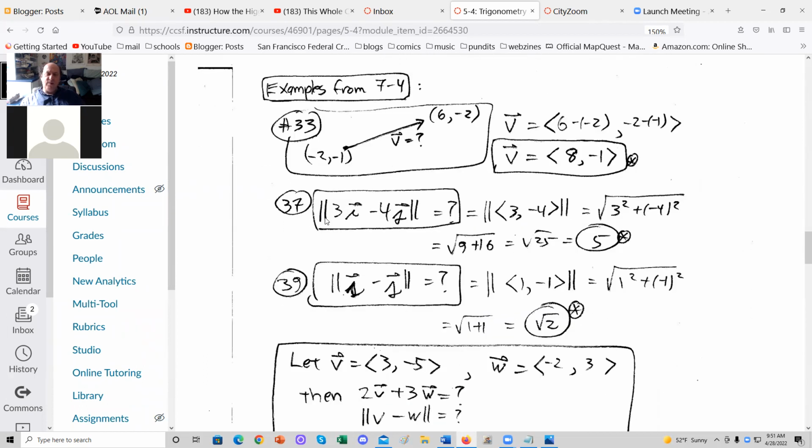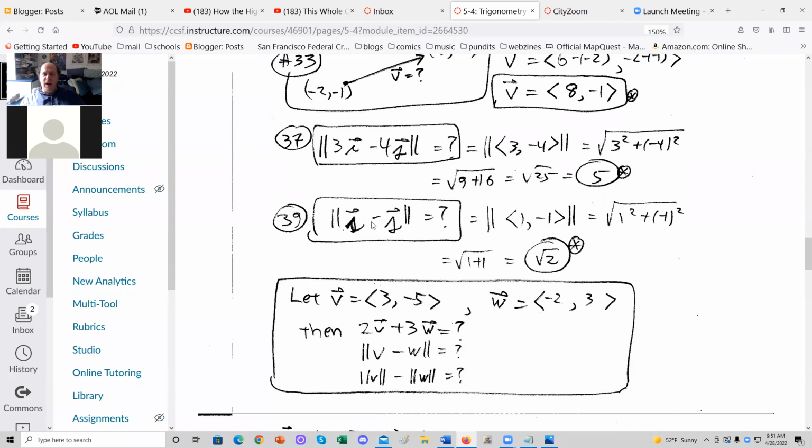What is the length of the vector 3i minus 4j? Okay, well, 3i minus 4j is a vector 3 by -4. Its length is the square root of the sum of squares. Root of 3 squared plus -4 squared. That's root of 9 plus 16, which is root 25, which is 5. This is the 3, 4, 5 triangle. What's the length of the vector i minus j? Well, i minus j is a vector 1 by -1. Its length is the root of 1 squared plus -1 squared. A bit of arithmetic, that's the square root of 2.